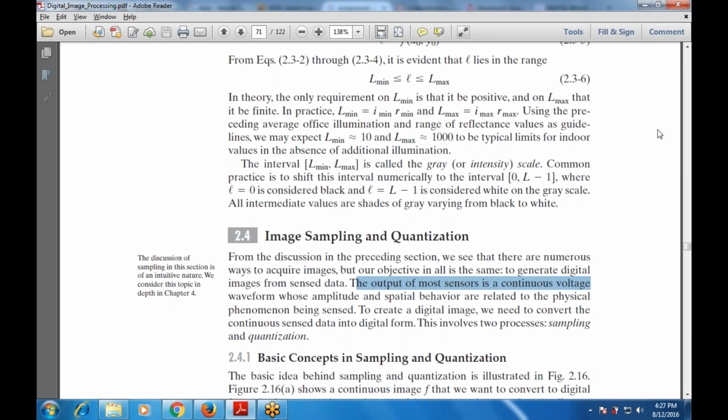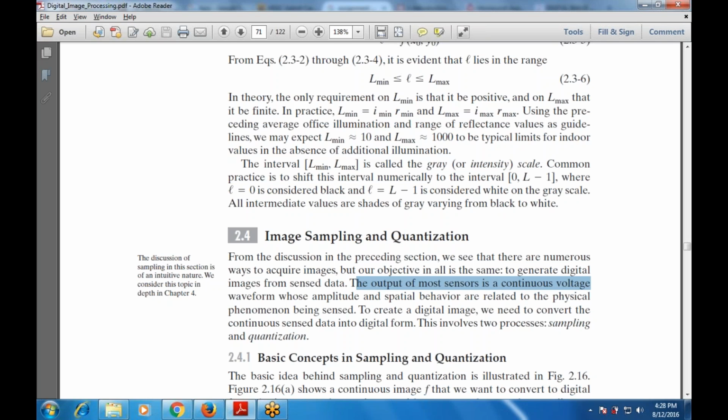study. First of all, there are multiple data available, and this figure shows continuous data whose amplitude and behavior are continuous, in the physical phenomenon, that means sense. Whenever we want to create any digital image, there is a need to convert the continuous sense data into the digital form. This is a mandatory requirement.